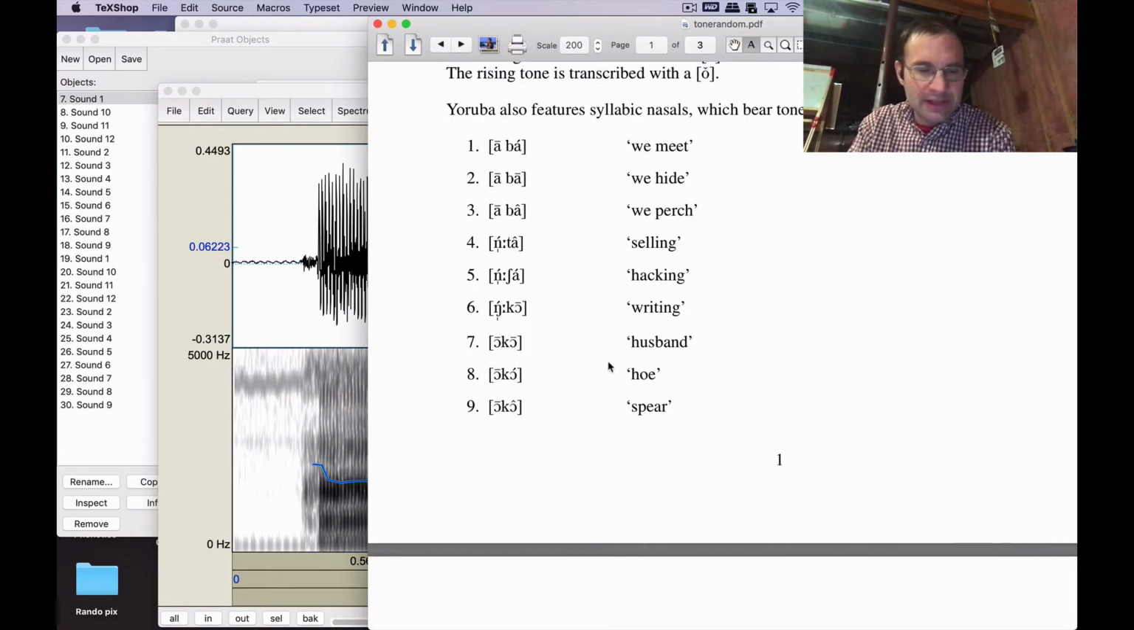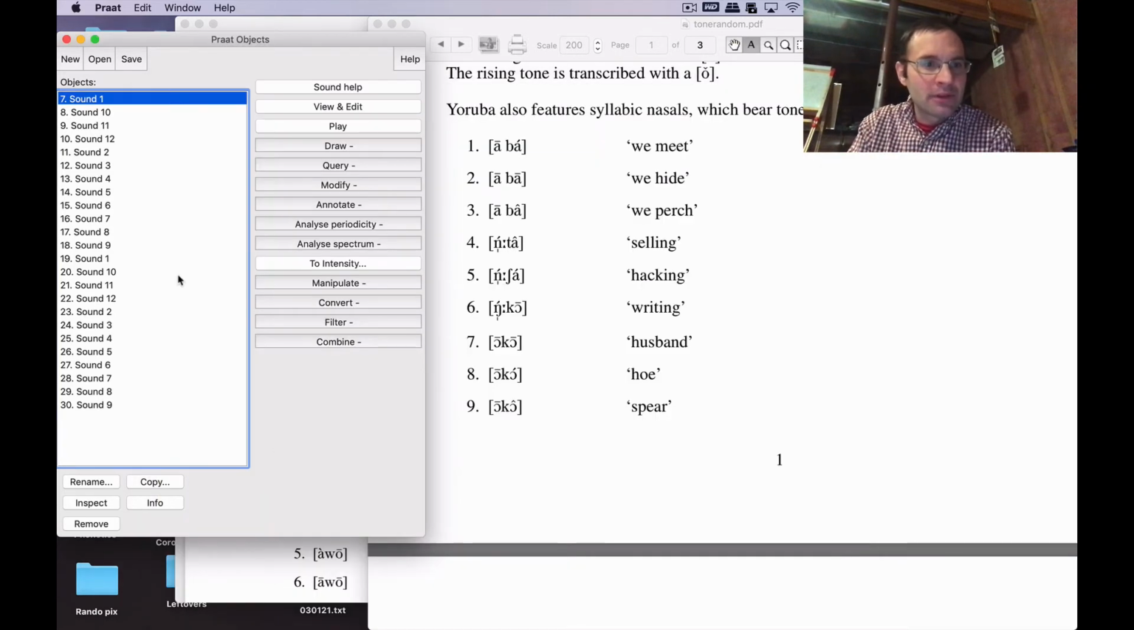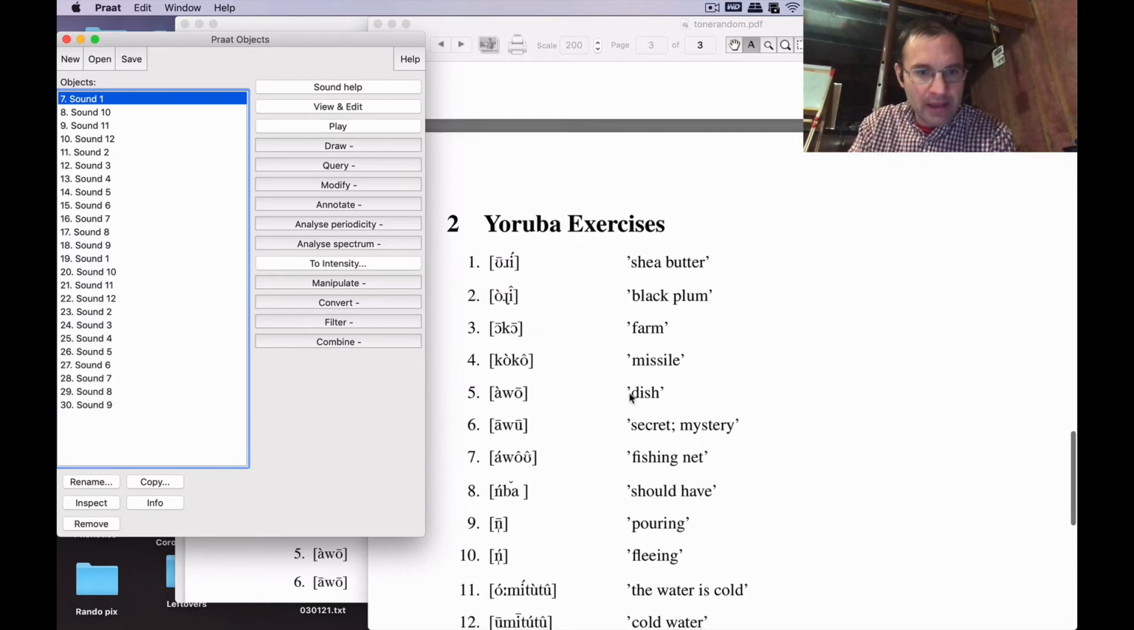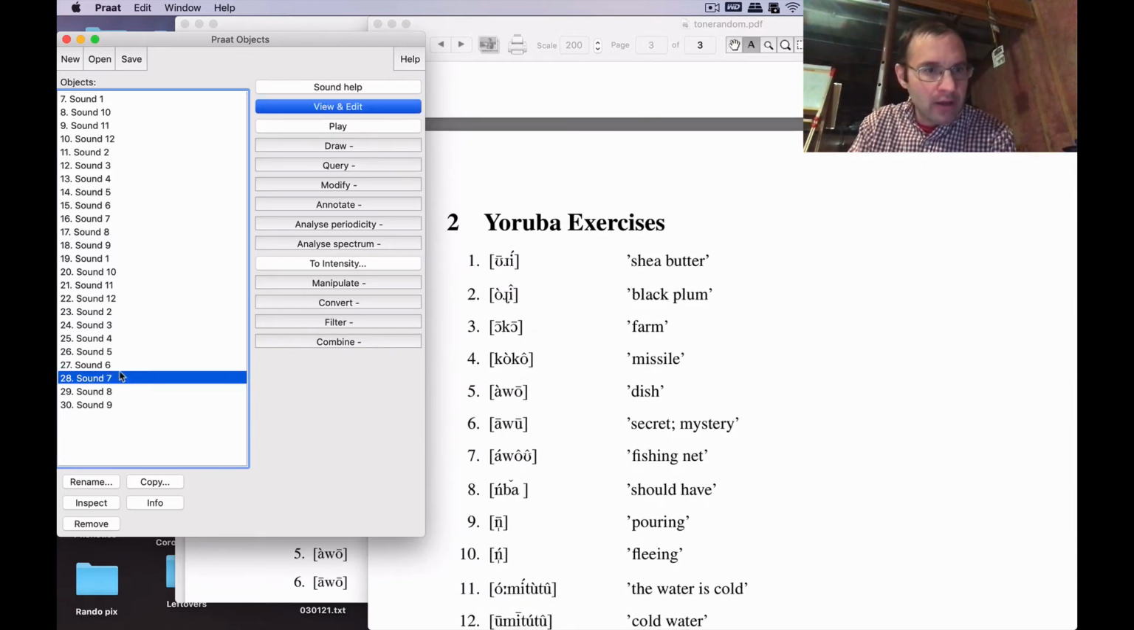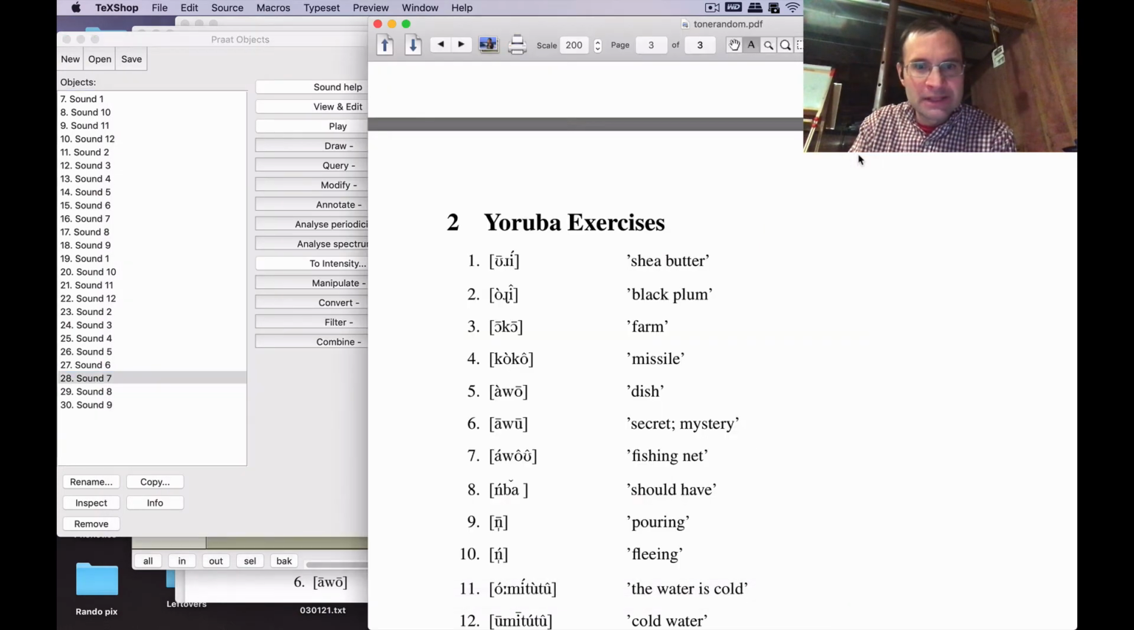So that's mid going to a high. His mid here was about 144 hertz. His high was 168. So that's why I transcribed this one as starting with mid and then followed by falling, rather than a high followed by a falling. This one is closer to the mid in the examples, and I think probably sounds more midish.